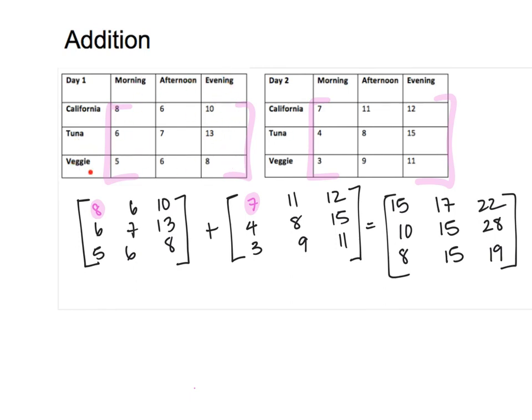It could be evening with veggie rolls. So basically it totaled up all the rolls with day 1 and day 2. So this matrix here tells you the total amount of rolls for California and tuna and veggie for each time, so morning, afternoon, and evening, and has them in its categories.